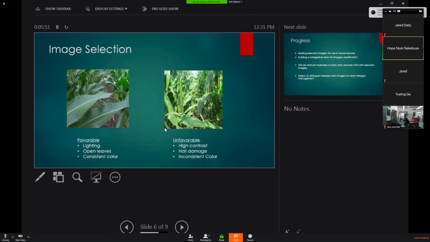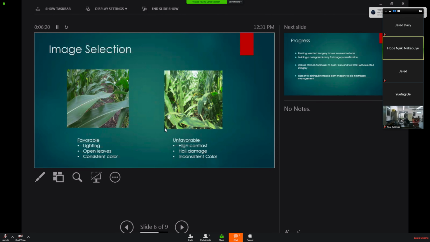So as we went through the images, we tried to decide which ones would help us in this project the most. Things that we found favorable were consistent lighting, open leaves that are very well defined, where we can see what's going on in the leaf, because that living part of the tissue is going to be where we're going to see the signs of this nitrogen stress.